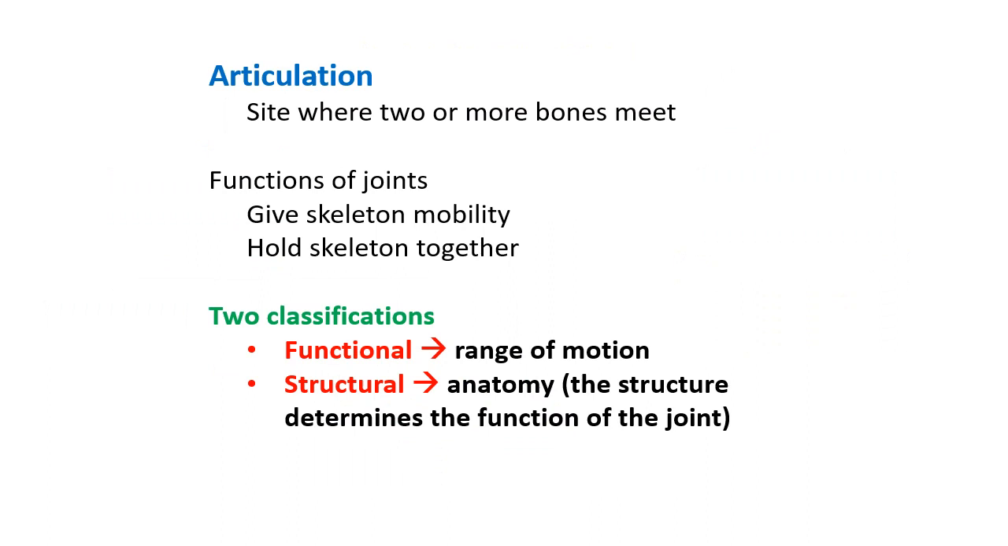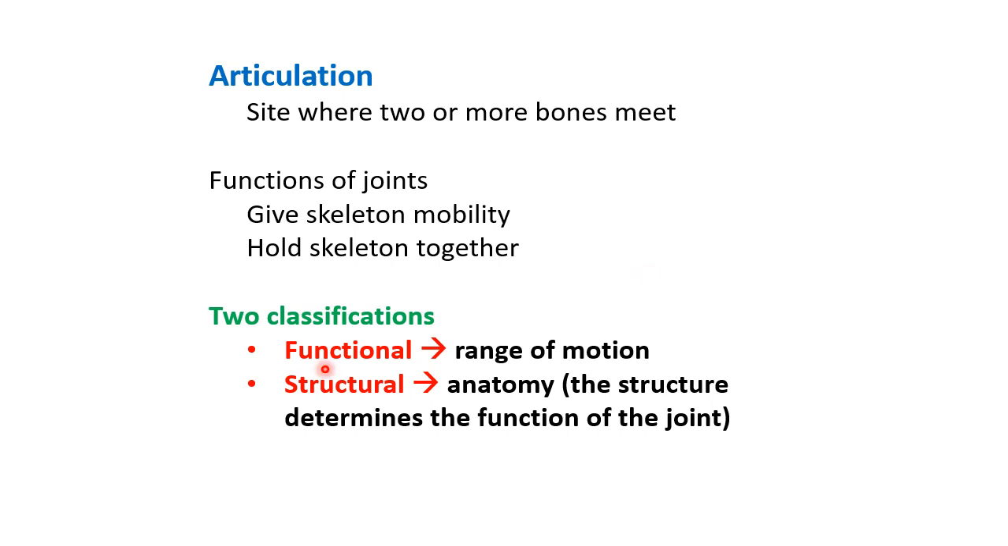So when you say joint, you also mean articulation. The definition of that is where two or more bones meet. Okay. So the function of joints, or of these articulations, is to give the skeleton mobility and also to hold the skeleton together, right? Otherwise, well, it wouldn't be a pretty sight.